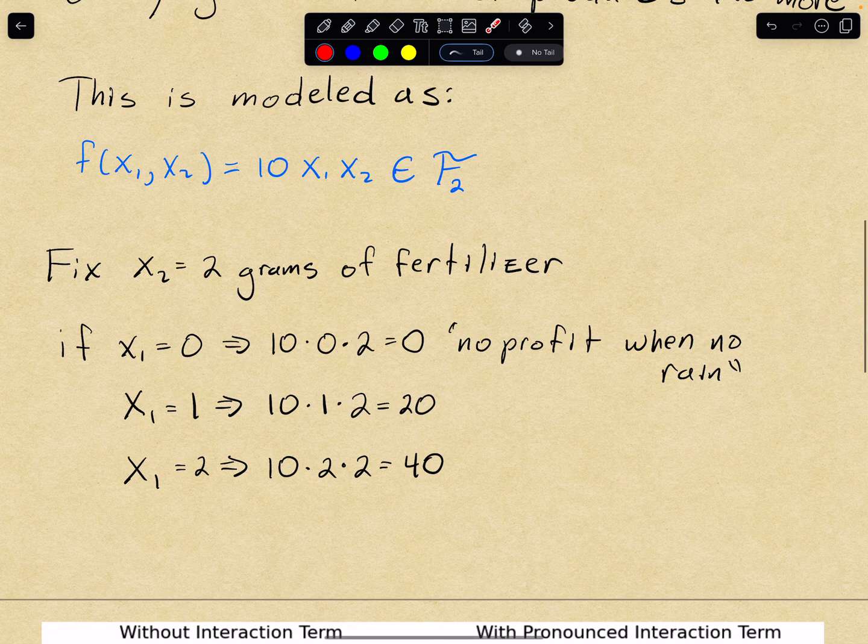Now, suppose the rainfall increases even further. And here, you can see how this depends on the amount of fertilizer. We still have 2 grams of fertilizer.